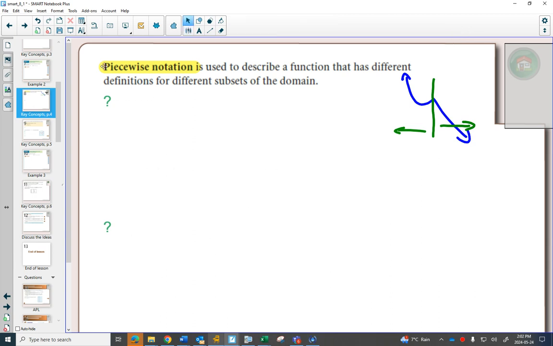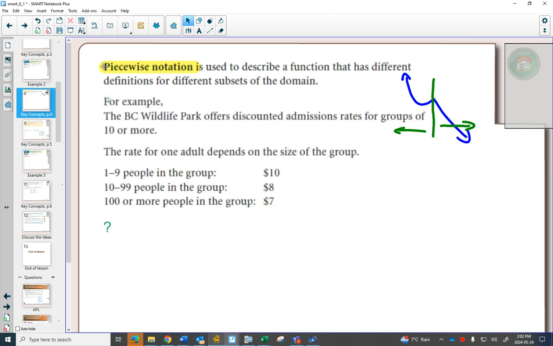And they've got a very simple example here that's not in your textbook. It says you want to enter a park, and they have discounts. It costs $10 per person if 1 to 9 people go. 10 to 99, it reduces to $8. And if you can get 100 or more people in your group, then it's $7. This would be really good at Disneyland. I'd be there first thing in the morning, and I would say, yeah, all these people in the lineup, they're all part of my group. It's like 500 of us. So we all have to pay $7 instead of $10, right? But probably they wouldn't let me do that.